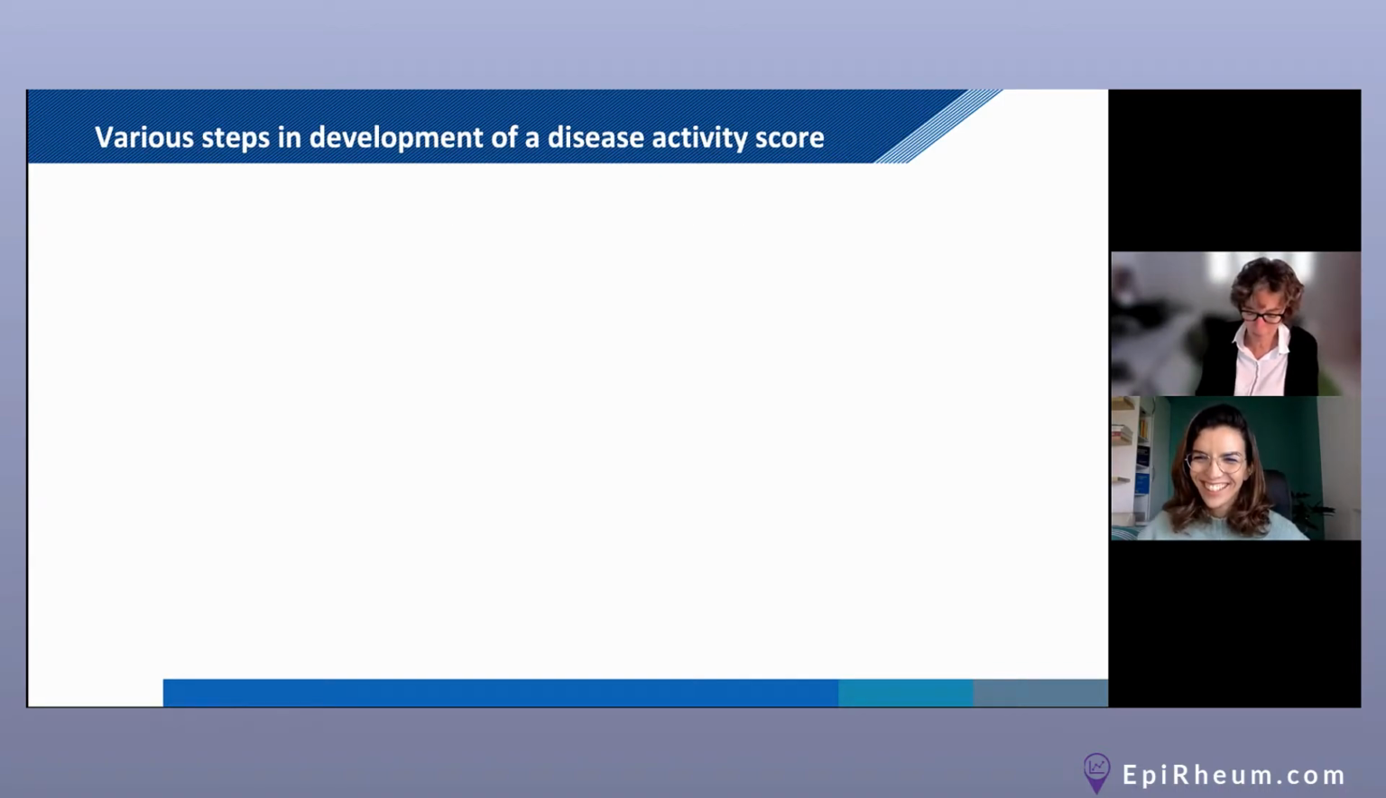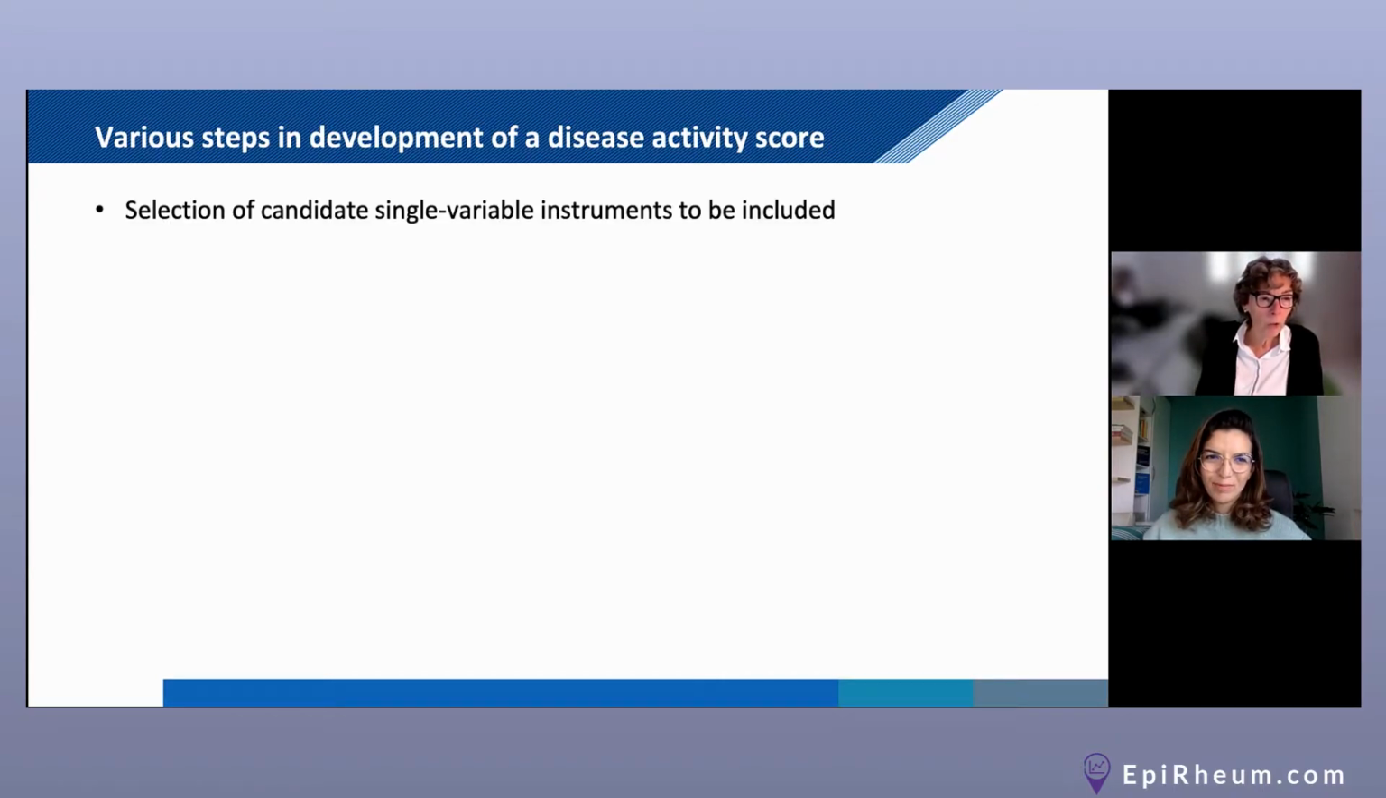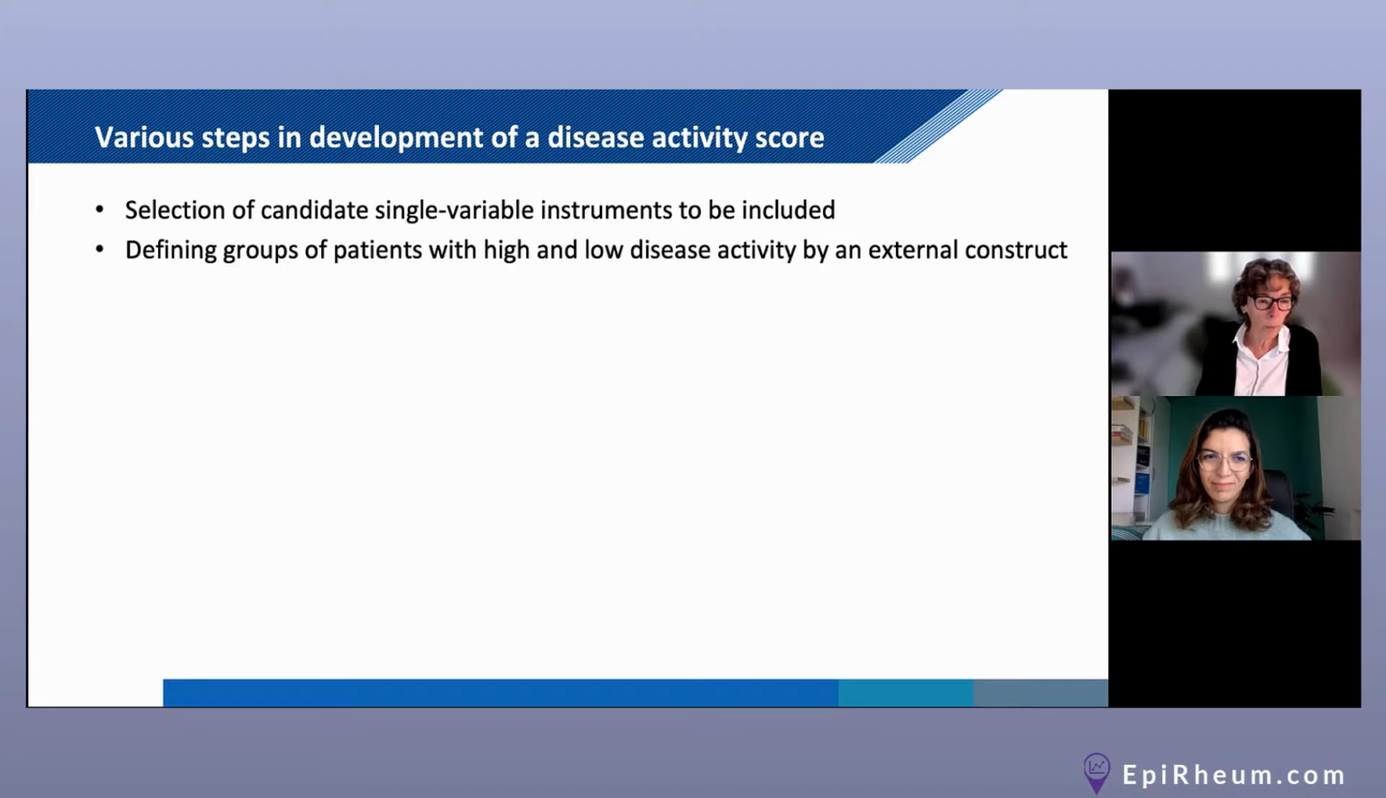Start over again. You have various steps in the development of a disease activity score. First, you have to select the candidate single variable instruments that could be included in a disease activity score. Thereafter, you define the groups of patients with high and low disease activity by an external construct. So for the ASDAS, we used patients who were considered to be candidates for the start of a TNF blocker. Those were the patients with high disease activity, and those who did not start with a TNF blocker were the group with low disease activity.